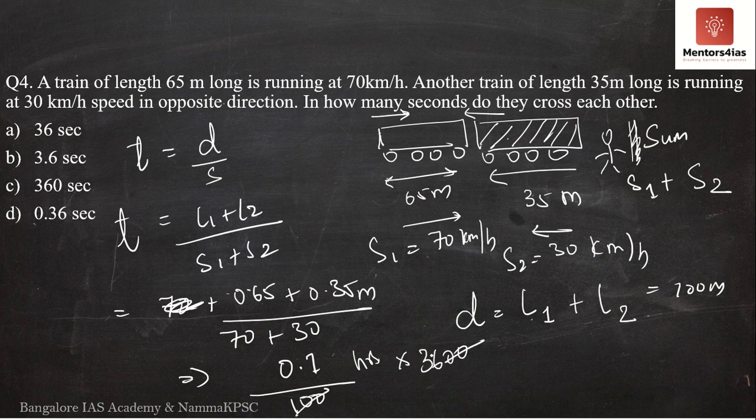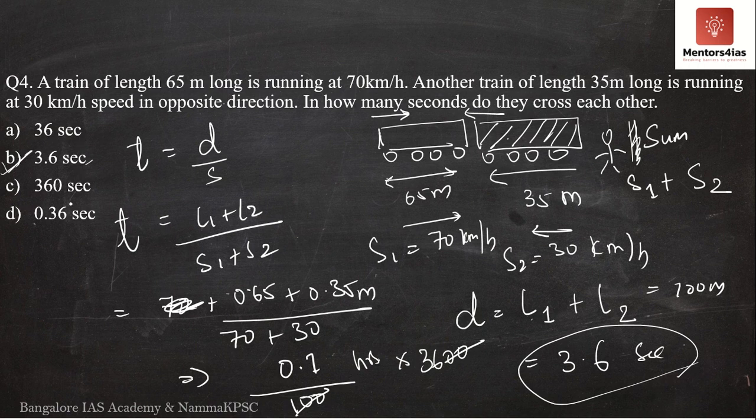0, 0 cancelled. 36 into 0.1, what do we get? We get 3.6 seconds. Therefore, the correct option is 3.6. It is option B. Correct answer is 3.6.